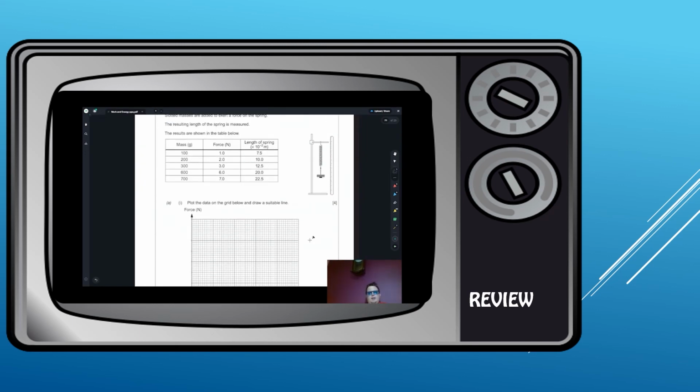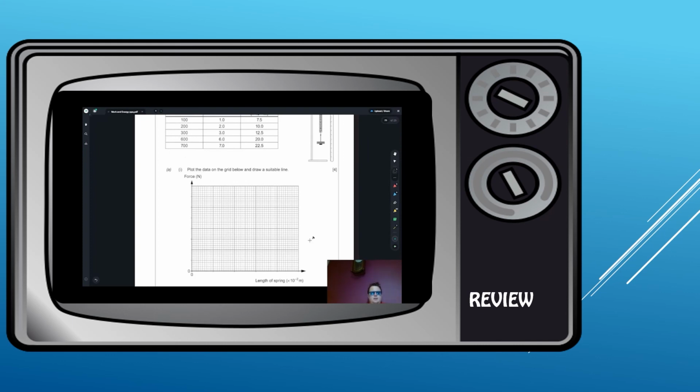So we want length of spring on the bottom axis. So we need to go from 0. If we go up in 5s, 5, 10, 15, 20, 25, that would fit quite nicely there. Okay, and up on the y-axis, we need to get to 7, so that's going to be 2s: 2, 4, 6, 8, like so. And you'll plot the graph, and what you will get is 1 mark for your scale, 2 marks for your points, 1 mark for your line.